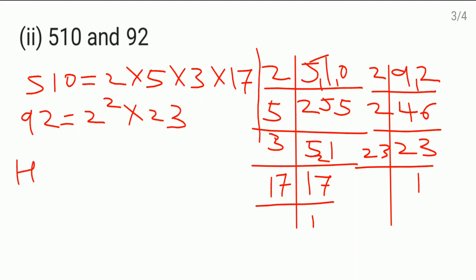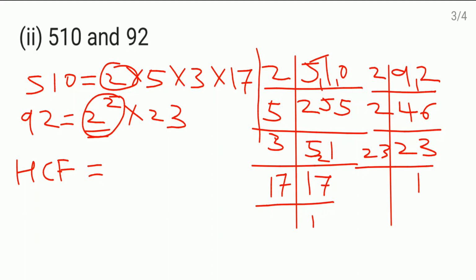I need to write the HCF. For the HCF, I will see the common factor. Who is the common factor here? This 2 and this one here. But whenever the common numbers are there, you have to take the prime factor having the minimum, or you can say the least exponent.